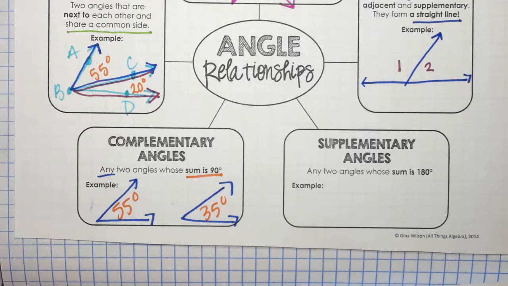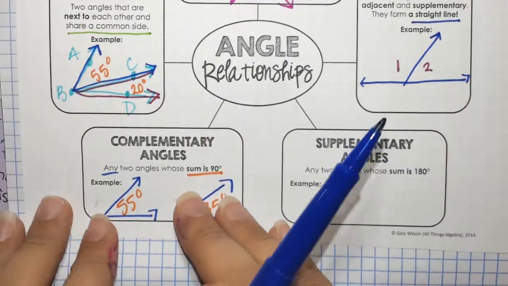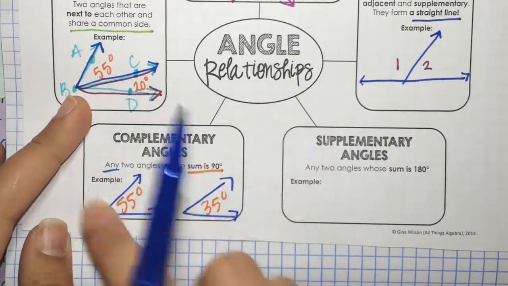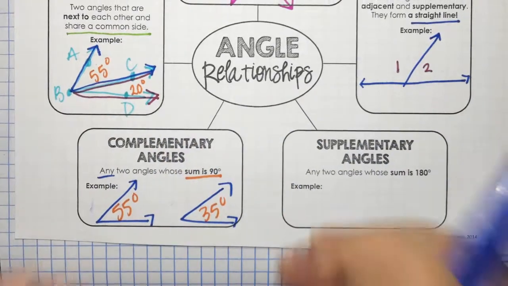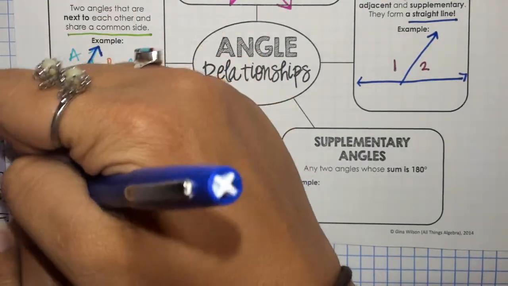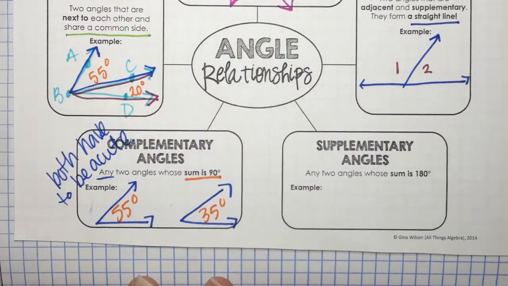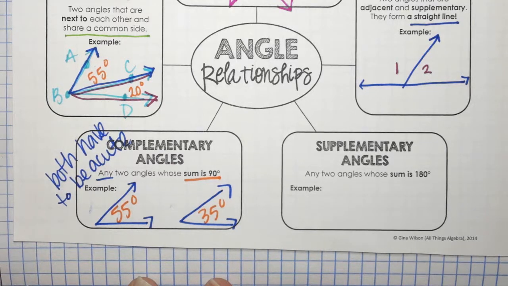Would that be possible? No, because their sum has to equal 90. So you can't have one that's what? Negative 2. Complementary angles can't be obtuse. They both have to be acute. So let's write that. Both have to be acute. And why do you think that they have to be acute?